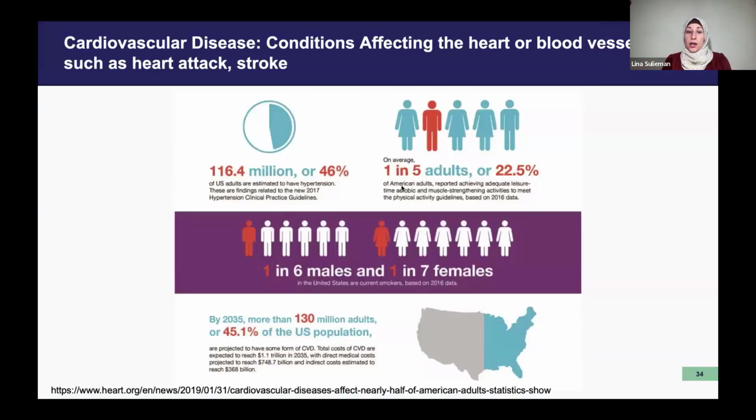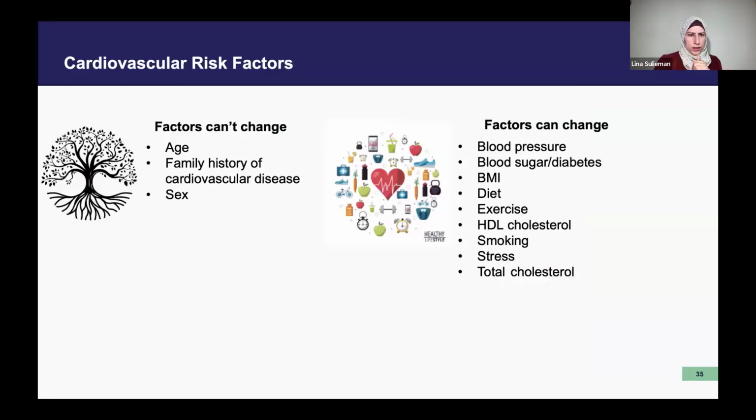Cardiovascular disease affects 1 in 5 adults in the US, or around 22% of the US population. And 1 in 6 males will experience a cardiovascular disease incident, such as heart attack or stroke. And 1 in 7 females will also suffer from cardiovascular disease. Now, when we look at the risk factors for cardiovascular disease, we have age, family history, and sex at birth. All those factors we really can't change. Nobody can just stop aging. We can't control our family history. Now, the factors that we can change that can also be considered risk factors for cardiovascular disease are blood pressure, whether the participants have diabetes, BMI, diet, exercise, the cholesterol level, smoking, and stress.